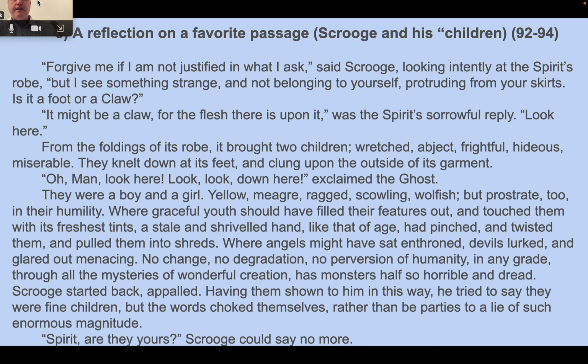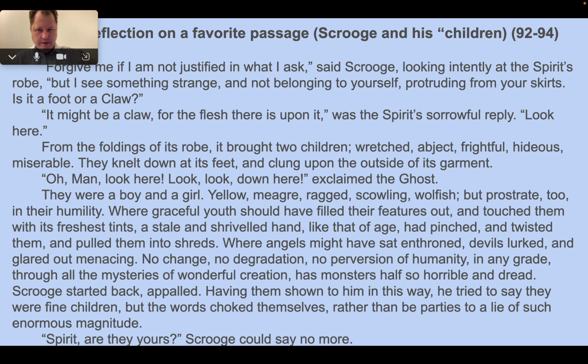This is, I think, the most powerful passage in the chapter. It's near the end, and Scrooge has seen all these visions of the present. And Scrooge notices that there's something under the spirit's robe. And it's a rare instance in Dickens of using allegory, taking an idea and making it like a person, right? So anyway, here it is.